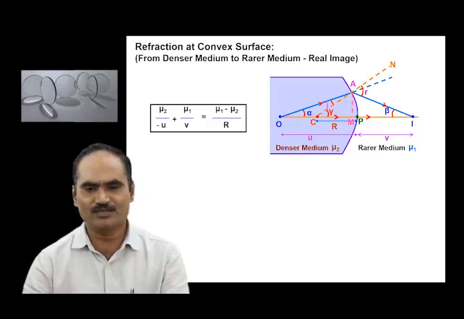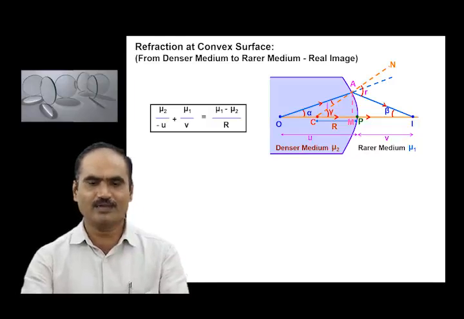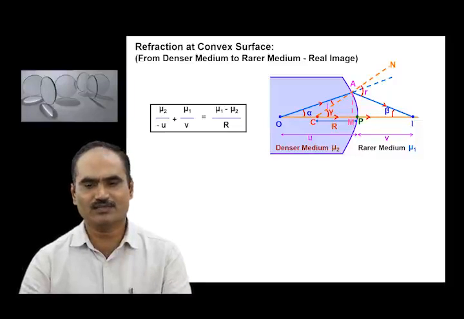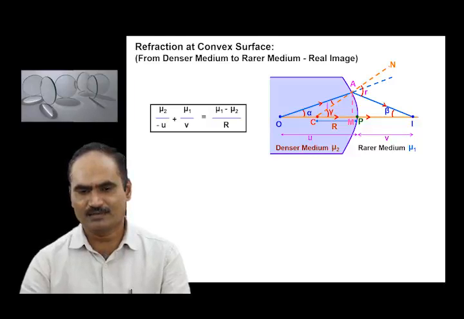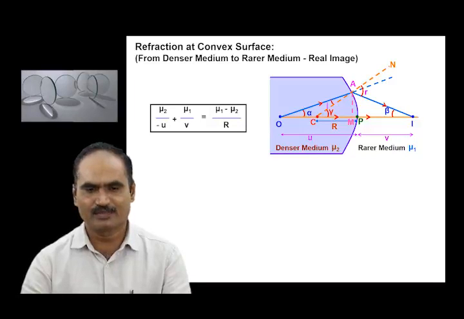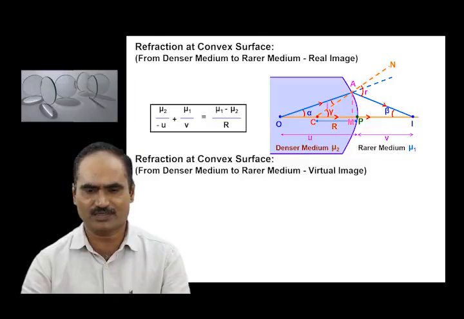So if you take the object in a denser medium, you will write this equation, that is mu2 first. In another way also you can remember that: refractive index of first medium by object distance with minus sign, plus refractive index of second medium by image distance, equals refractive index of second medium minus first medium by R. Right? This is for the convex surface as well as the concave surface.